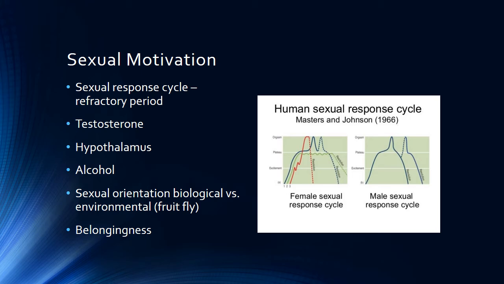When we look at orientation and we look at biology versus environment, go back to the fruit fly study. Again, they could manipulate genes in the fruit fly to change its orientation. And the last one that you want to look at is belongingness, which goes back to Maslow and that entire level of his hierarchy. The reason that we do have sexual motivation is for belongingness needs, to be part of a relationship or part of a community. Again, just go through, you have the pre-recorded lecture.